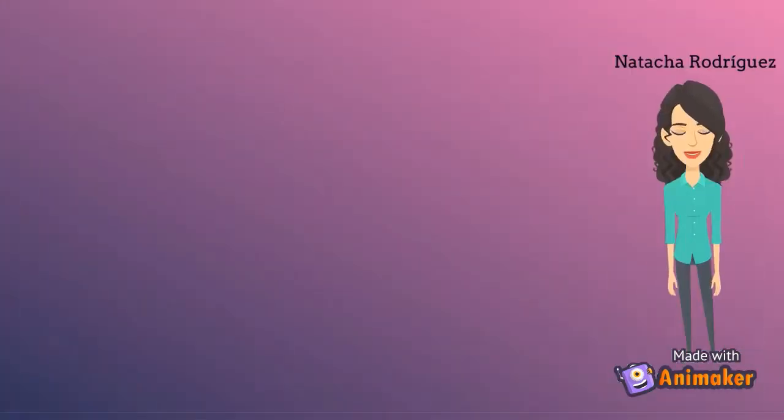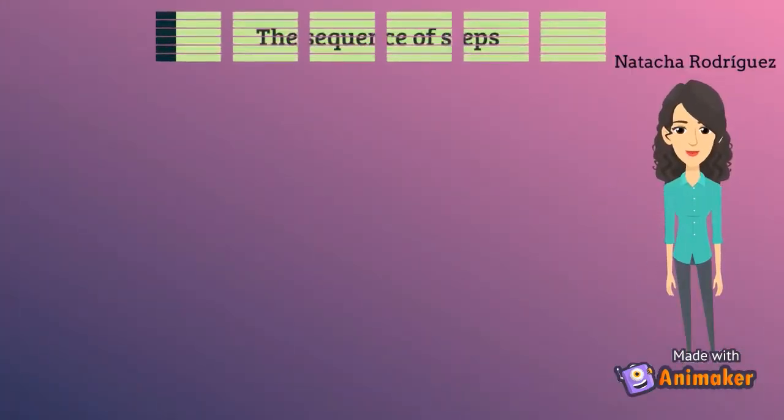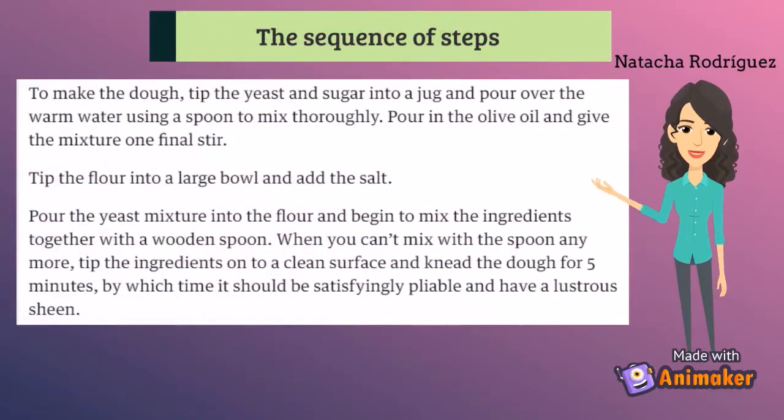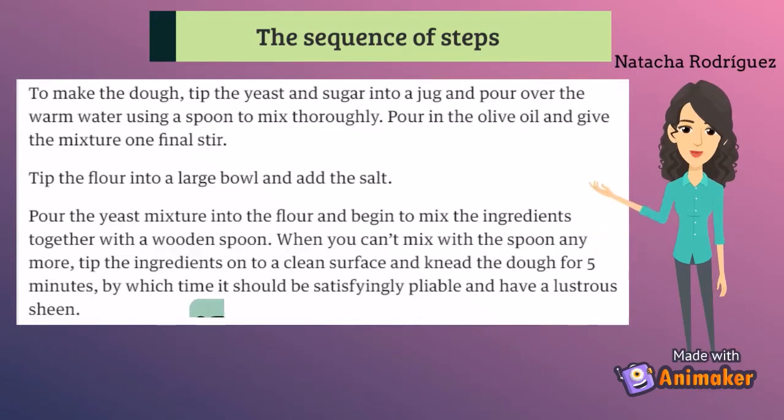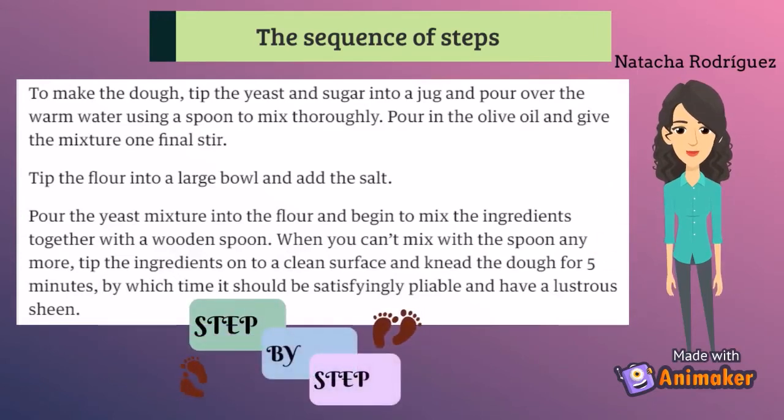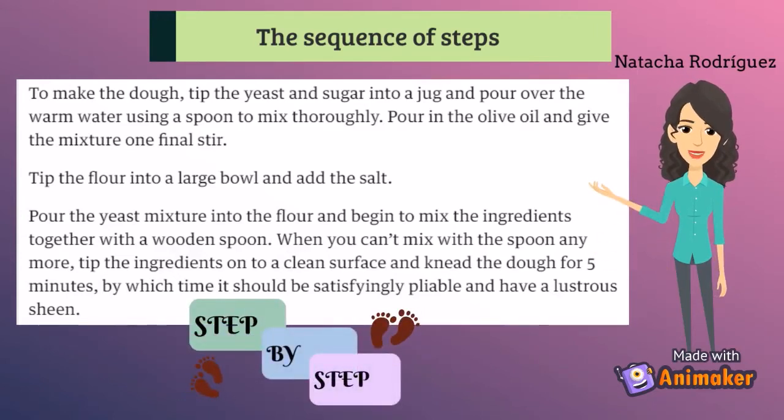The final part is the sequence of steps to achieve the goal. This paragraph is the longest one, but it is the most relevant since it shows the reader in more detail each one of the steps to follow to complete the recipe successfully.